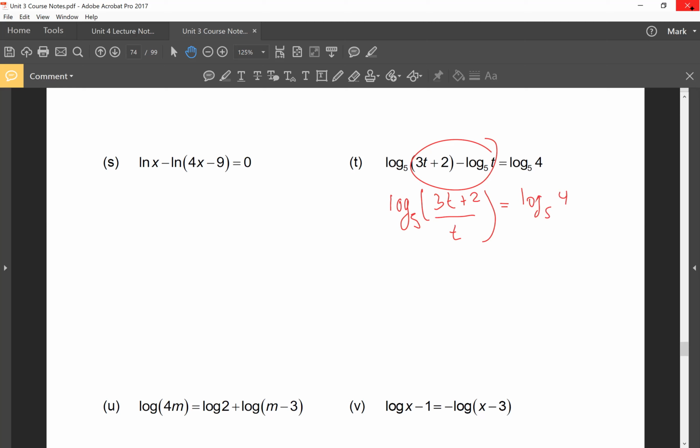Now I have logarithms on both sides, so I can get rid of them and just solve it like this. 3t plus 2 over t equals 4, and solve it like normal. So what we'll get is we're going to multiply both sides by t to get rid of it. So it'll end up being 3t plus 2 equals 4t, and then we'll solve for t.